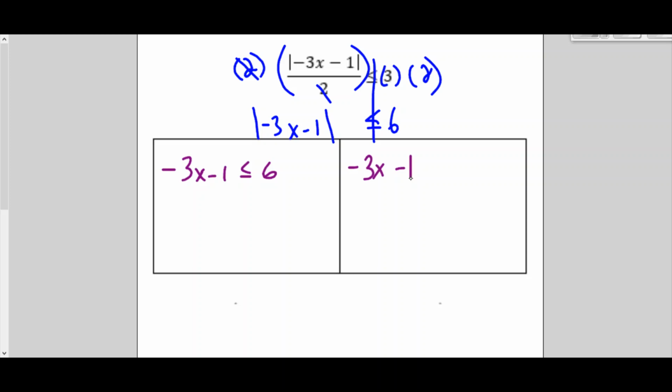Remember, flip the sign because we're changing the 6 to a negative. So we're going to flip the sign and make the 6 negative, because it's like we're multiplying by a negative. So we flip the inequality sign. So these are just two linear inequalities, which you should know how to solve. You'll solve this one, and then you'll solve that one.